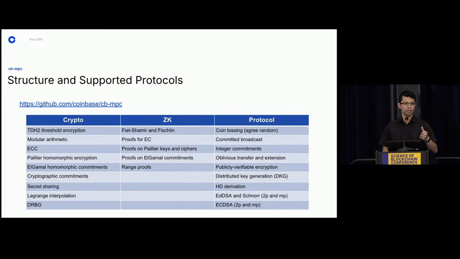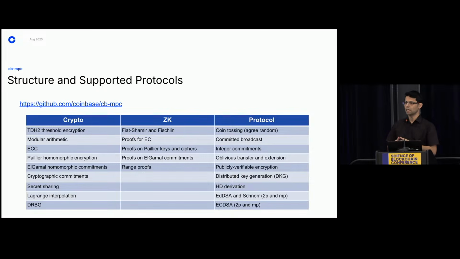The crypto layer, which is short for basic cryptographic operations. These include things like threshold encryption system based on TDH2, modular arithmetic, elliptic curve operations, Paillier and ElGamal homomorphic operations, commitment, secret sharing, and Lagrange interpolation, and of course, generating secure random numbers.